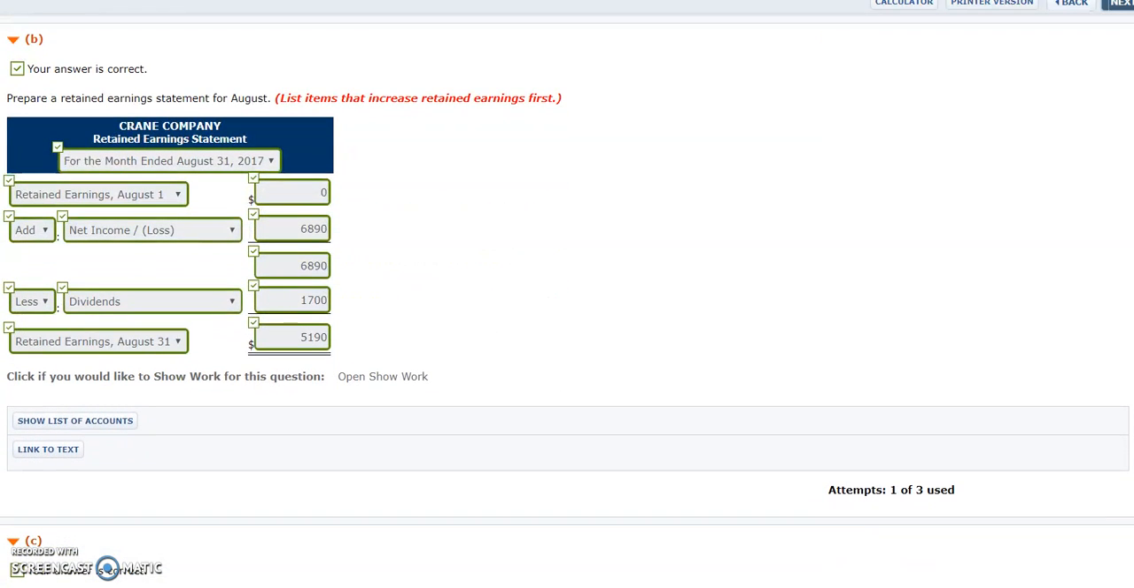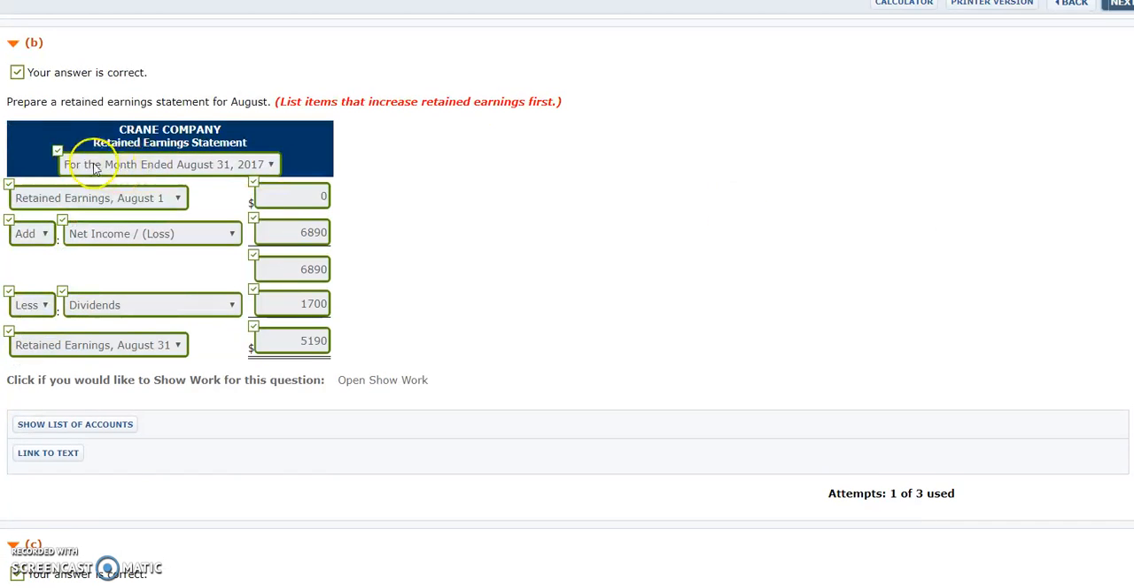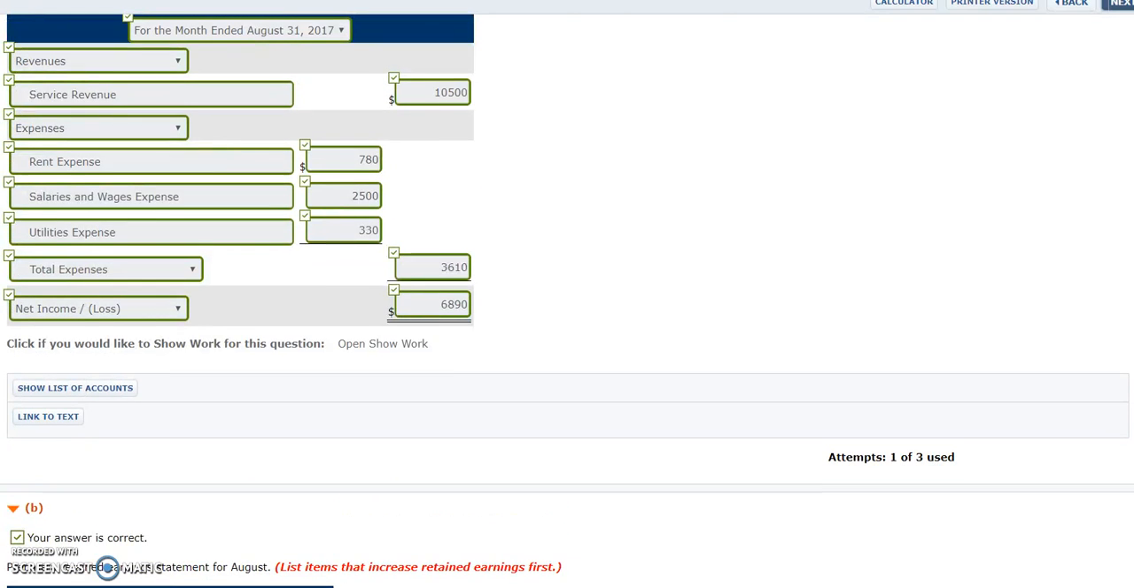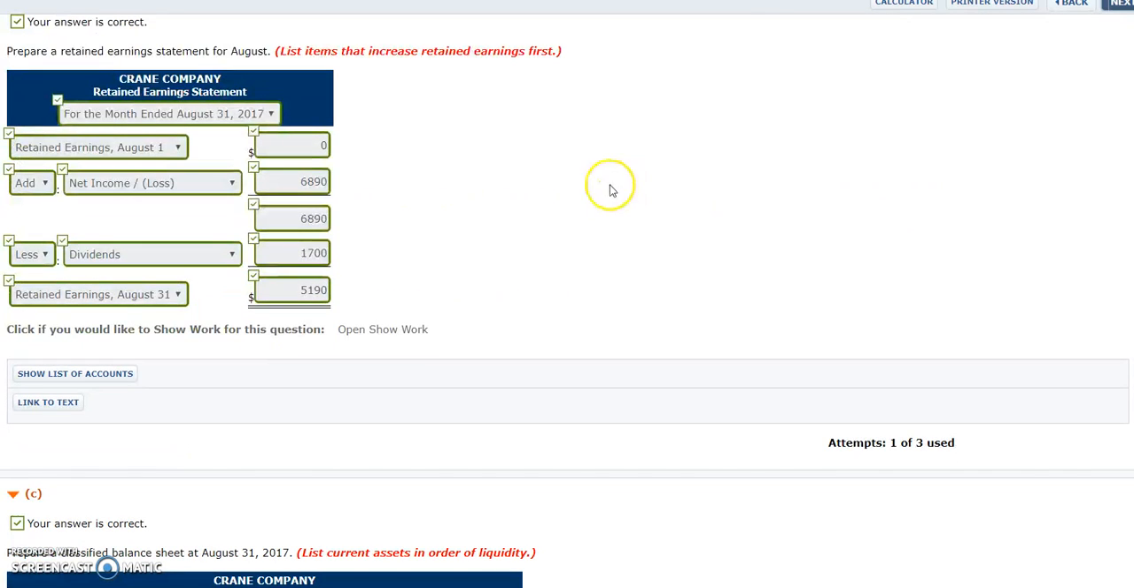Then we're going to go on to our retained earnings. For our retained earnings, it'll be for the month ended August 31st. So we're going to start with retained earnings, and because this is the company's first month of operations, they have zero for their beginning balance. Next, we're going to add our net income, which we already did up here in our income statement. So we take this total, $6,890, and we plug it in, and we add our retained earnings beginning with our net income. We'll get $6,890.